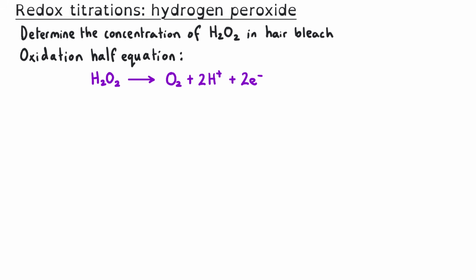The oxidation half equation for hydrogen peroxide has H2O2, with the oxidation state of oxygen being -1, turning it into O2 with the oxidation state of 0 for oxygen, plus 2 hydrogen ions, plus 2 electrons, showing that each oxygen atom is losing 1 electron, to a total of 2.